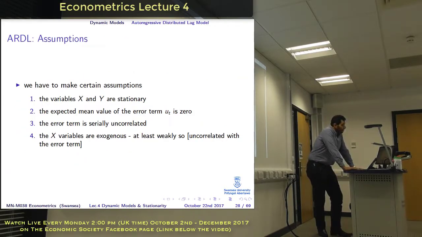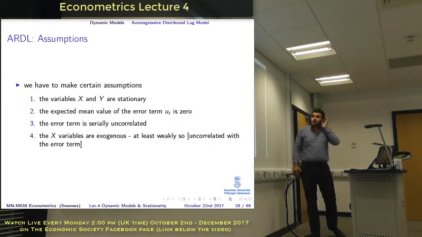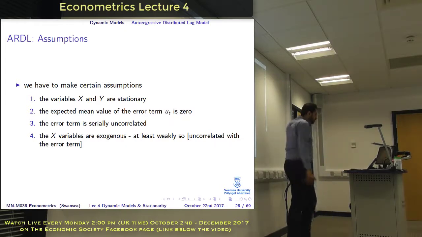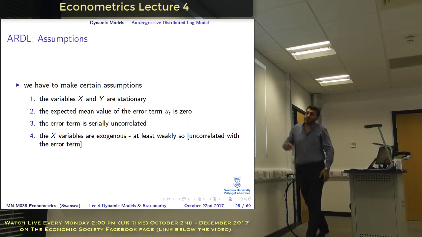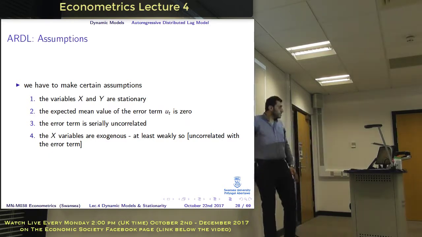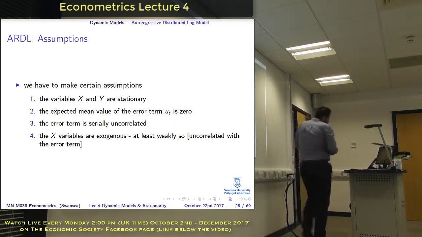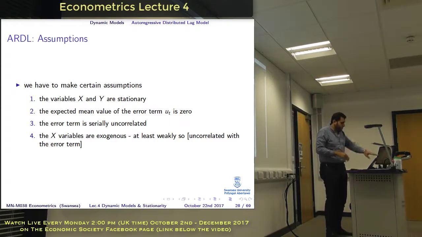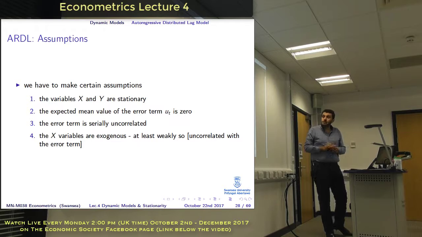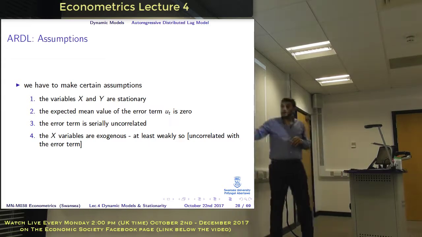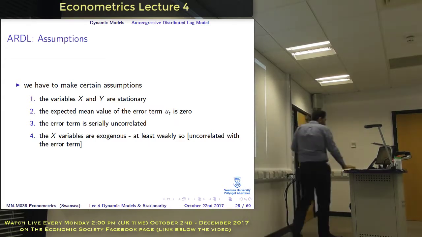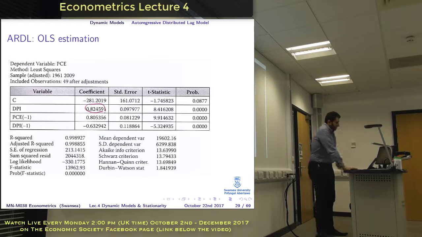Okay, so there are some assumptions that we need to satisfy if we're going to estimate this model. One is that X and Y are stationary, and this is what we're going to discuss in the next half of this lecture. The expected mean value of the error term ut is 0, and the error term shouldn't be serially correlated, and the x variables here are exogenous. Okay, so let's look at the estimation now.